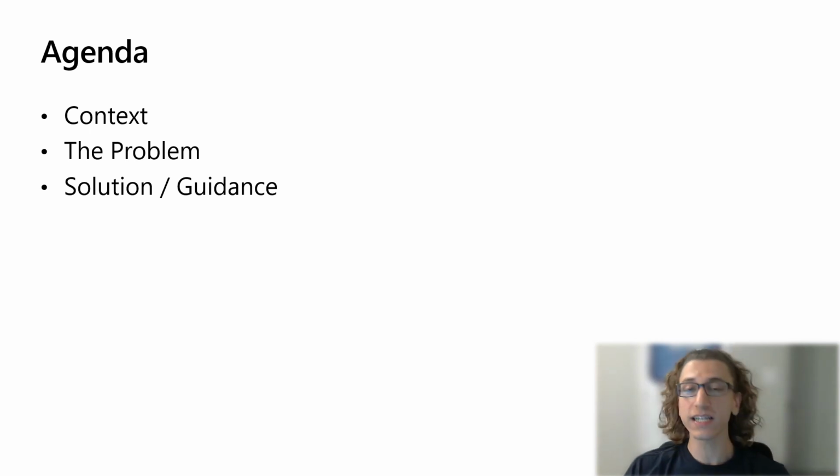To give you a quick rundown of the agenda, first we'll cover some basic context you'll need for the rest of the talk. Then we'll talk about the problem you'll see when you want to have services in Azure communicate across tenant boundaries. Then we're going to have a look at a couple solutions to the problem, and I'll talk through some guidance and considerations that you're going to want to keep in mind.